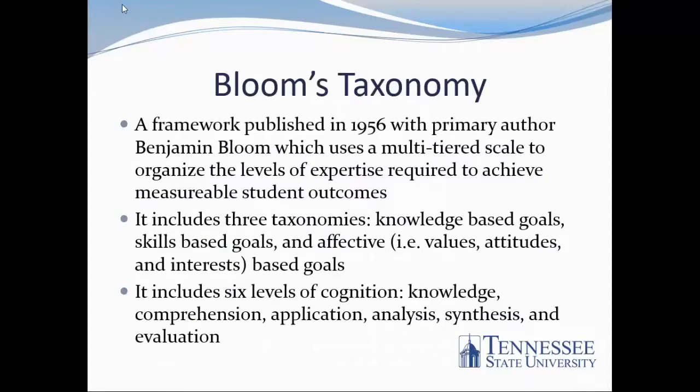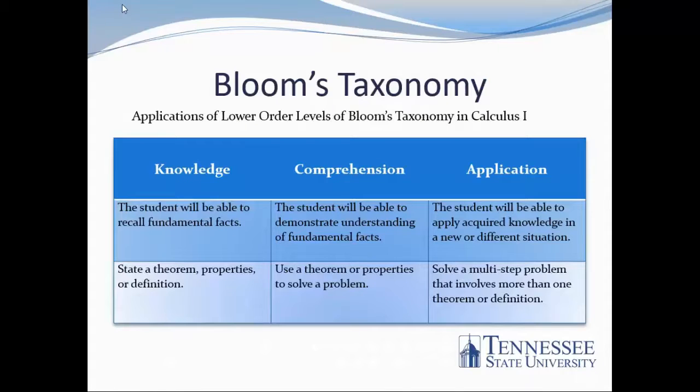There are six levels of cognition: knowledge, comprehension, and application, which are normally considered the lower levels, analysis, synthesis, and evaluation, which are considered the higher levels. To apply Bloom's taxonomy in our course content, we considered the lower levels first: knowledge, comprehension, and application.